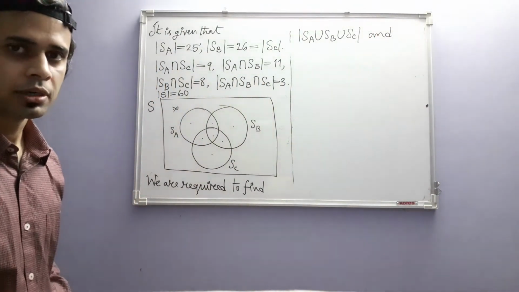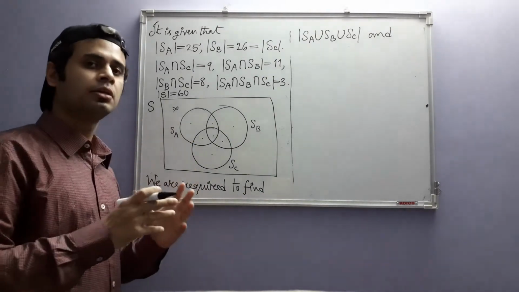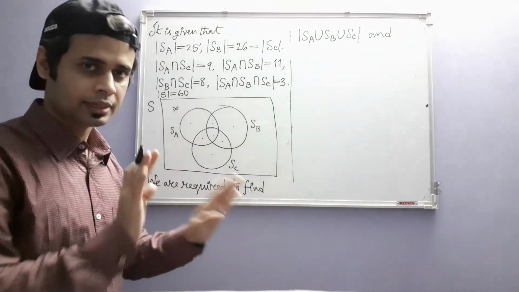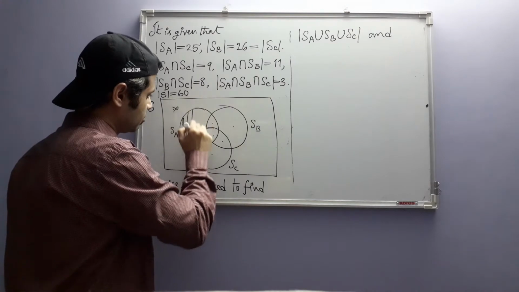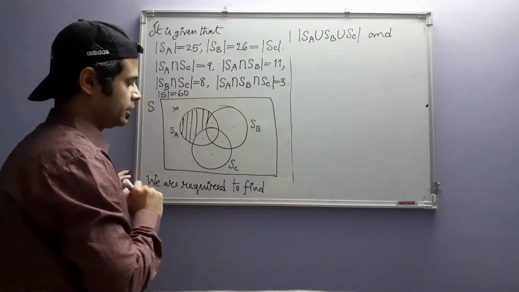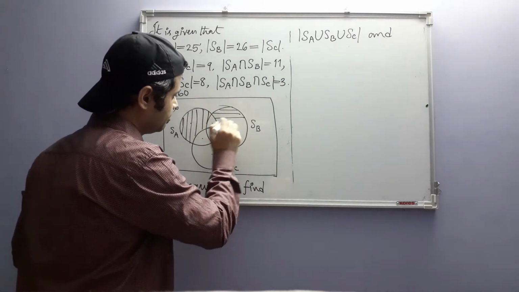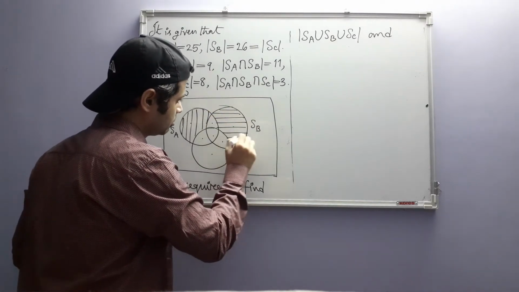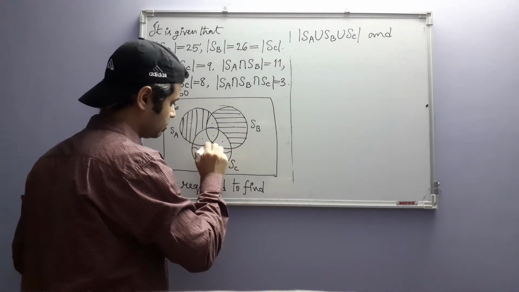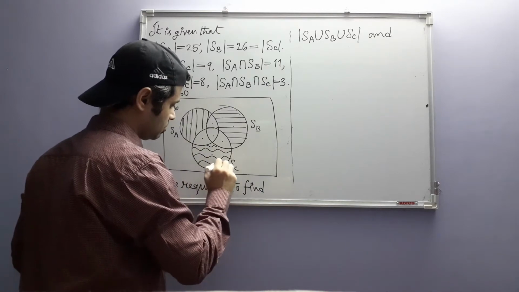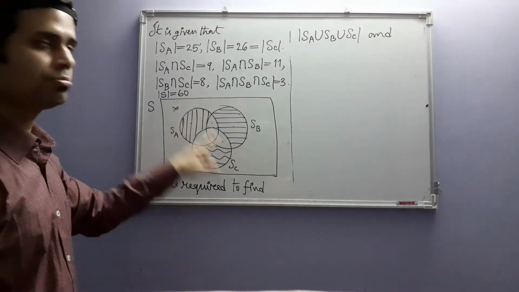exactly one newspaper. Exactly one newspaper means, for example, if someone reads exactly A and nothing else, then he will be here. If someone reads exactly B, then he will be here. And someone reading exactly C will be here. So we are required to also find the number of such people.